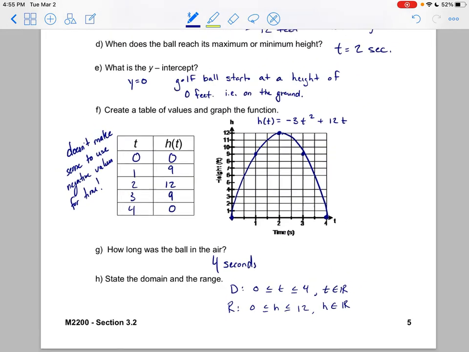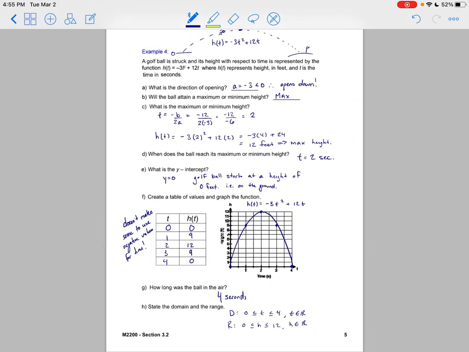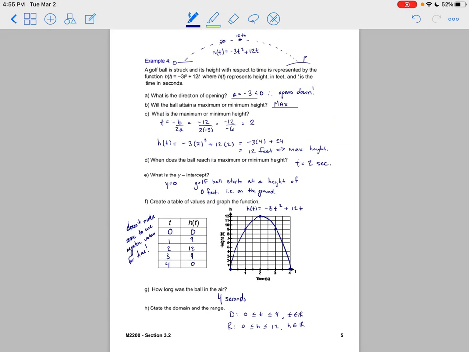And there you have it. So it's a long problem, but it allows us to at least model something real, which is the real value in learning about quadratics.